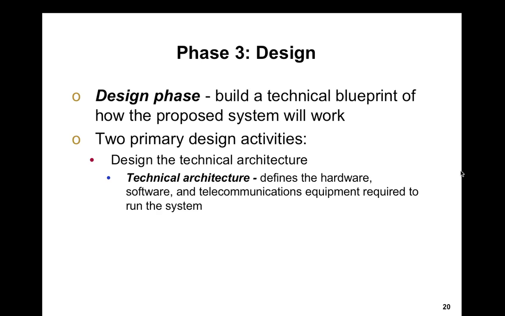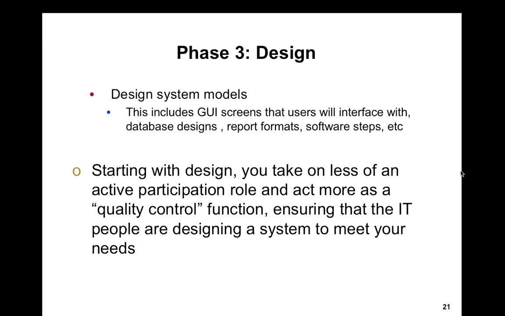They're guessing. Well, I guess we need this feature. I guess we need that feature. And then they're building it off of assumptions instead of facts. So in terms of the design, you're building the technical blueprint of how the proposed system will work. Two primary tasks. We have the technical architecture, which defines the hardware, the software, the telecommunications, the equipment that's required. And then we have the design system models as well.